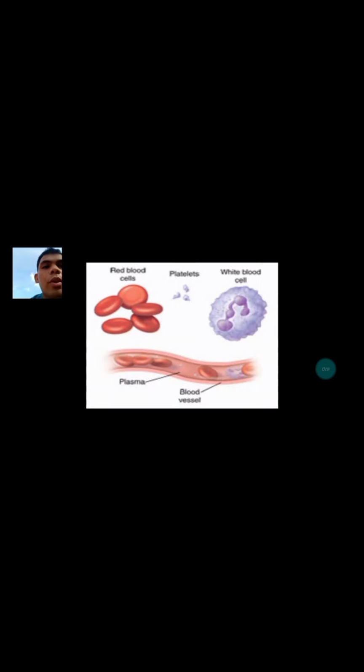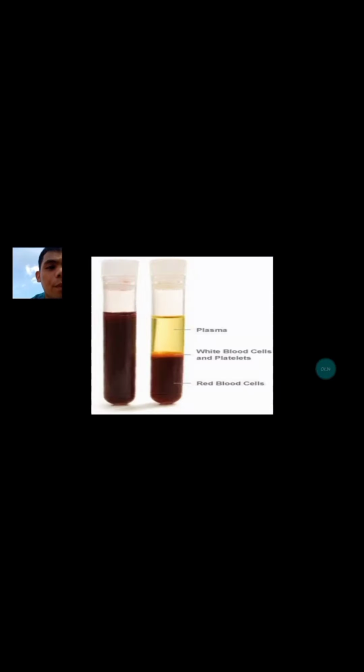So, first the picture. The red blood cells, platelets, white blood cells, plasma, blood vessels. In the picture here, we can see that the plasma distributes the blood in our body, carrying blood. The plasma is yellow, then the white blood cells and platelets are orange, and the red blood cells.